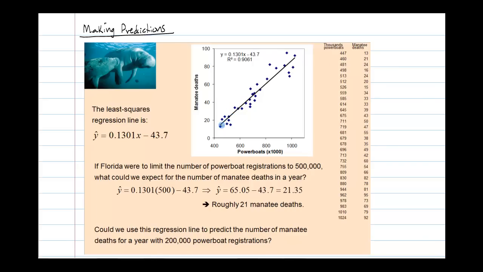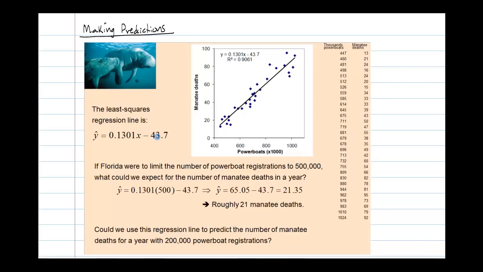And you might extend this line and say, well, it's not negative, it looks like it's going to cross right at 1. But remember, our scales here don't go from 0 on the x as well. So again, the y-intercept doesn't have a lot of meaning here. It wouldn't make sense for there to be negative 43.7 manatee deaths if there were no boats registered.